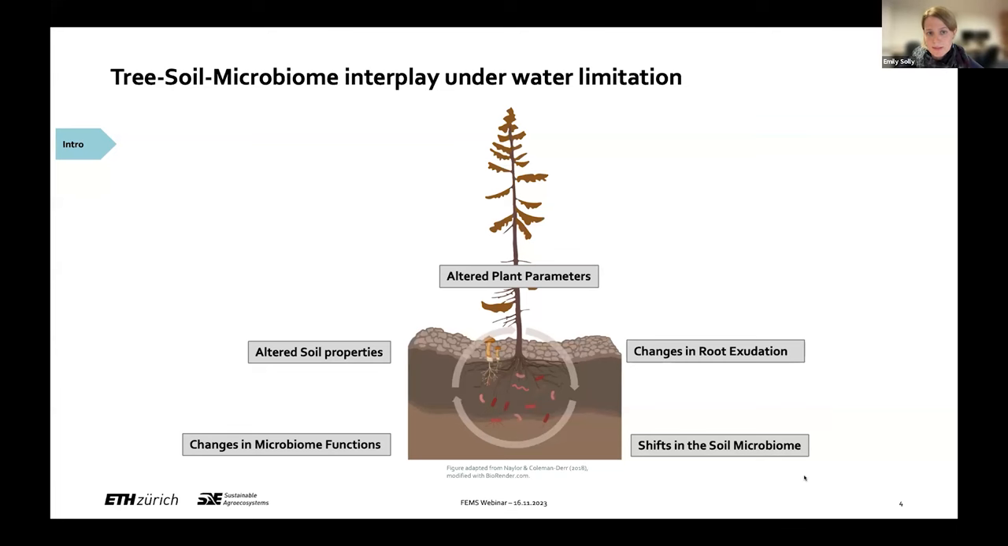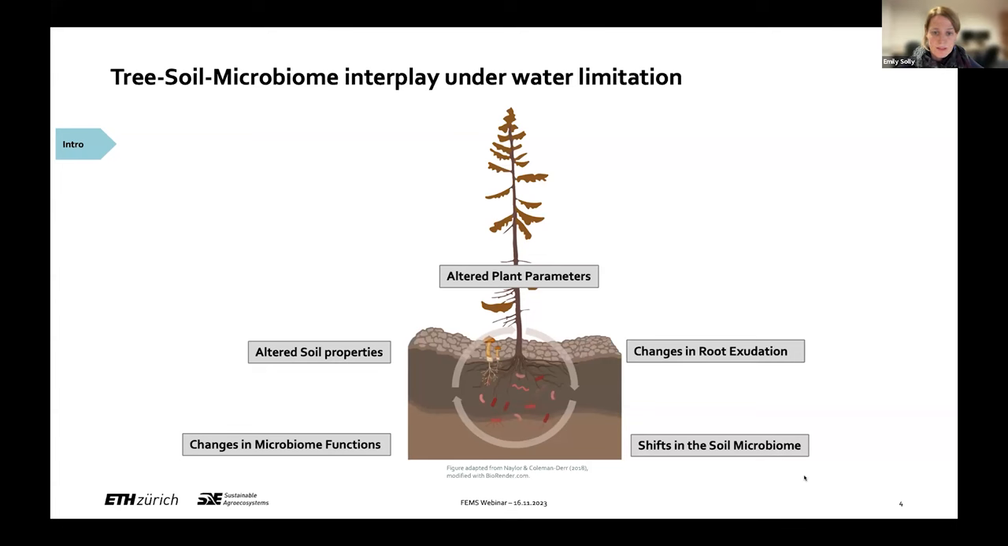Water limitation does not only affect the soil microbiome directly, but it can also alter the soil microbiome through changes in physical chemical properties in soils and through altered plant parameters. For instance, due to water limitation, plants can undergo a series of physiological changes. For instance, they probably alter the amount of inputs and the chemistry of the inputs to the soil, which are a very important energy source for soil microbial communities, and also changes in their growth.